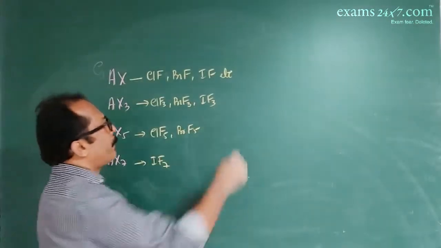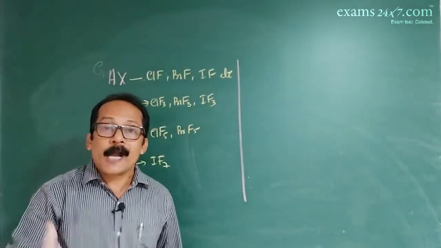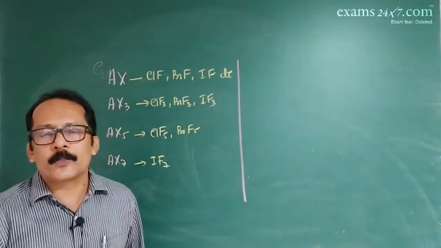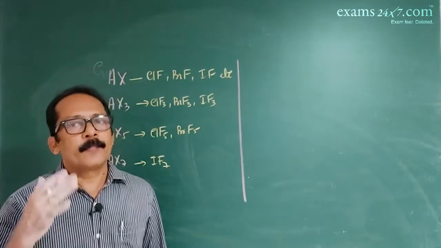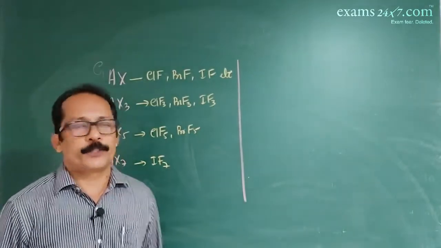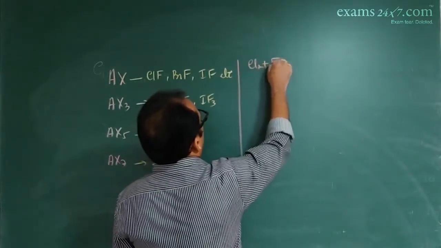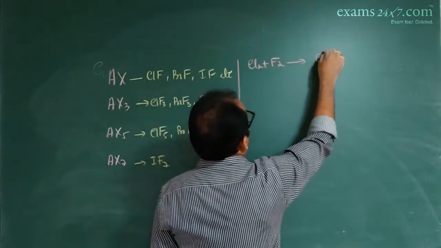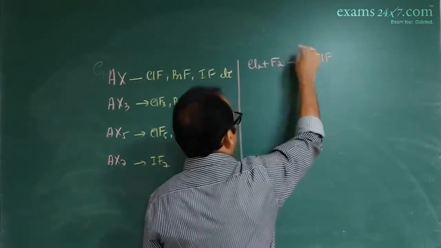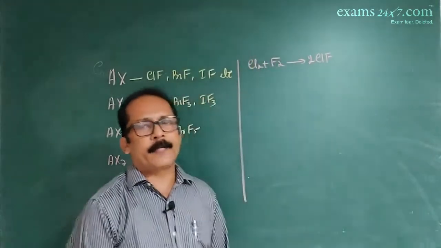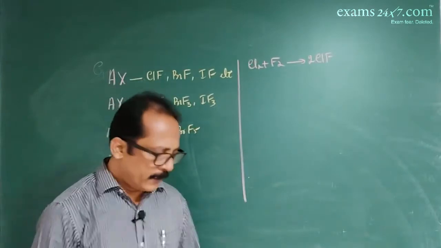Now, about the preparation of interhalogen compounds. These interhalogen compounds are more reactive than the halogens because they are polar due to difference in electronegativity. Therefore, they are more reactive than halogens. Now, about the preparation. When chlorine reacts with fluorine, that gives interhalogen compound ClF. Here temperature is maintained at 473 Kelvin. So by changing the reaction conditions, we can prepare different types of interhalogen compounds.